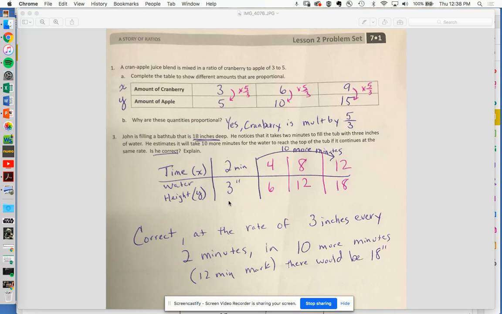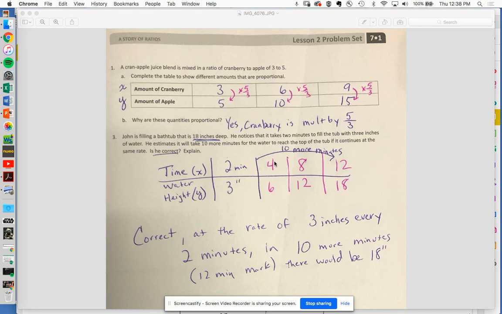We know it's 2 minutes. You get 3 inches. So if we double both of those, 4 minutes gives you 6 inches. I could double that. 8 minutes gives you 12 inches. But then to 12, what did I do to 2 to get to 12? Times 6. What did I do to 3 to get to 18? Exact same thing. That works.